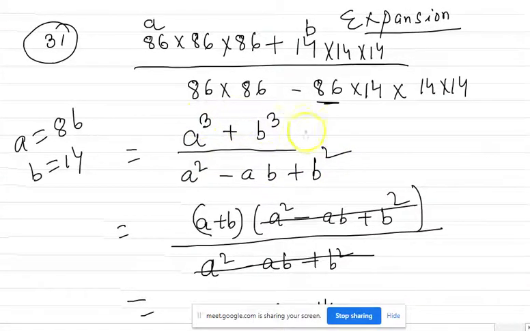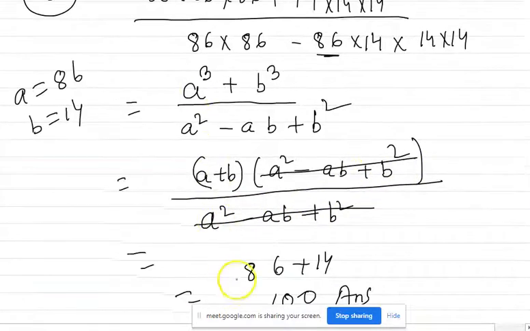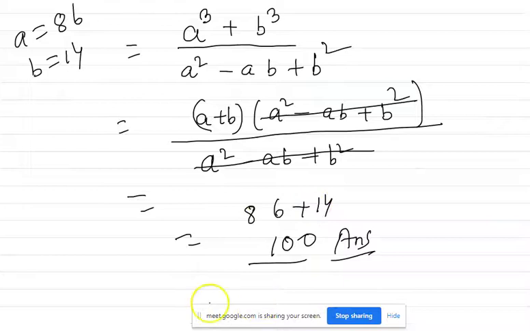Now A cube plus B cube gives A plus B into A square minus AB plus B square, by A square minus AB plus B square. So this one and this one cancel. So the value of A is 86, so I have written 86. And the value of B is 14. So 86 plus 14, that is how much? 100. Alright? Till now any doubt you have?